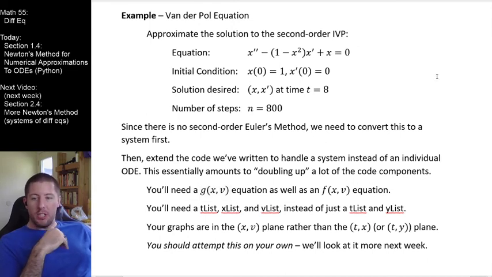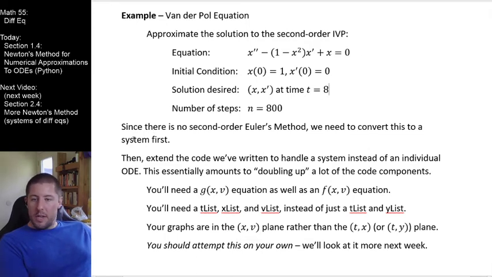The van der Pol equation is something that our book talks about in 2.4. The van der Pol equation is a second order differential equation stated here. Given the initial conditions of x of 0 is 1 and x prime of 0 equals 0, what I would like for us to do is an 800 step solution to approximate the solution at time t equals 8. So that'll be your final time. Since there is no such thing as a second order Euler's method, we instead need to convert this to a system and do a system approach. So this is actually 2.4's topic, not 1.4's topic right here.